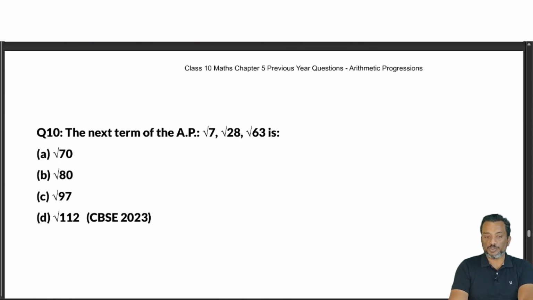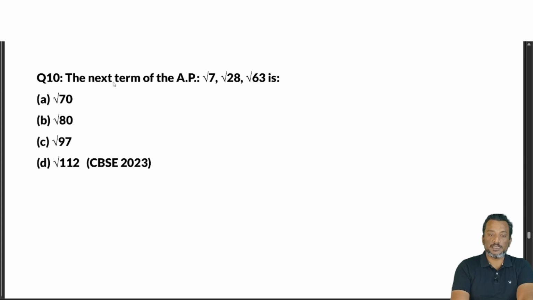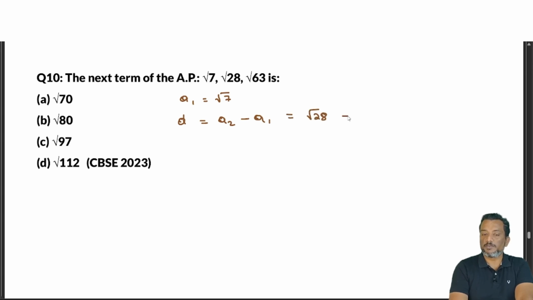Now coming to the next question, again MCQ. It is saying the next term of an AP: root 7, root 28, root 63. It is very easy. Again, first you have to find the fourth term, and it is already given in AP. So we can say A1 is equal to root 7 and d is equal to how much? A2 minus A1. So A2 is equal to root 28, so d is root 28 minus root 7.